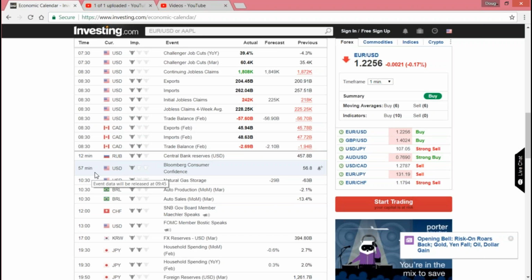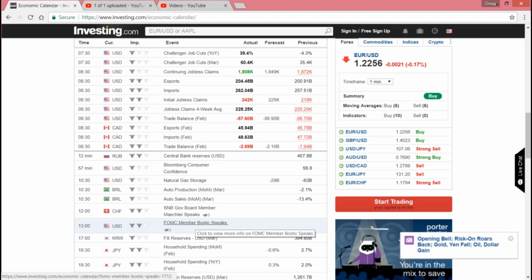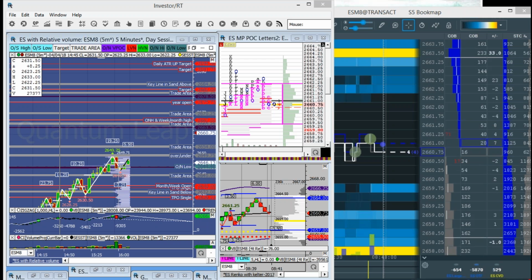We have Bloomberg confidence coming in at 9:45, in 57 minutes. That's the big news of the day, really, other than at 1 o'clock we've got Bostic from the Fed speaking. So light business news, but of course there's all kinds of headline news, and certainly a very volatile market that we're seeing so far.